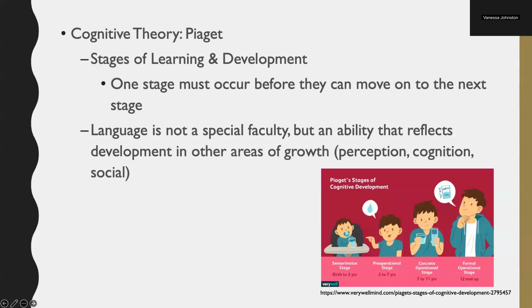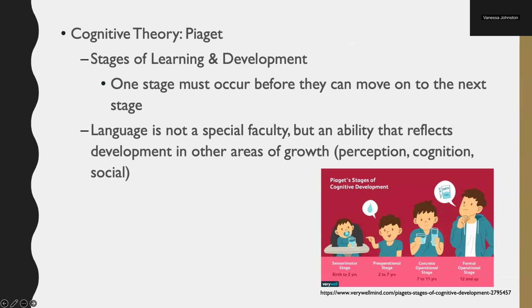Piaget has the cognitive theory, which hypothesized the stages of learning and development that you probably all have heard of when you took your psychology courses, such as the sensorimotor, the preoperational, the concrete operational, and the formal operational stages. He emphasized that achievements in one stage must happen before they can move to the next stage.